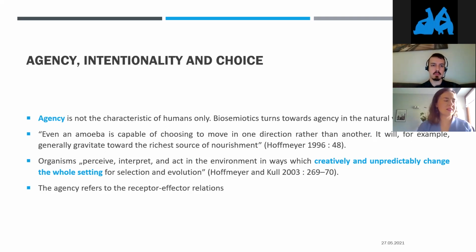As we can tell by the previous presentation about the European mink, we all know that agency is not a characteristic of humans only, and biosemiotics turns towards agency in the natural world. And here we've got a short quotation from Hofmeyr about the amoeba, which also has its agency. So we can talk about agency even on the level of the cell itself.